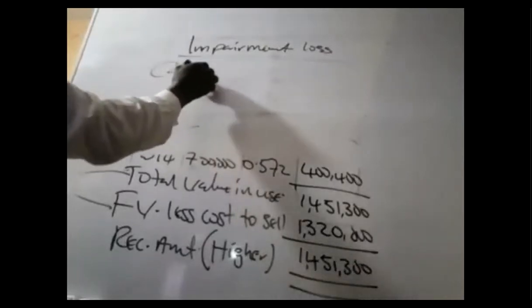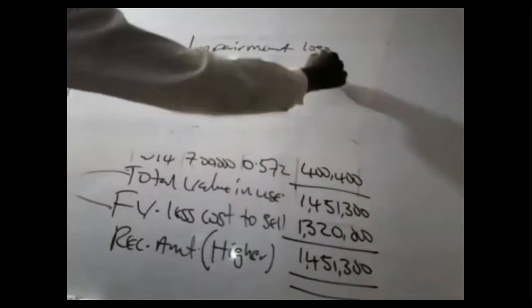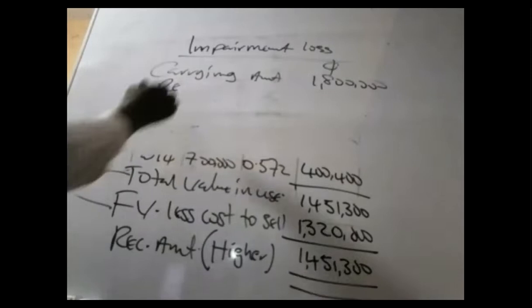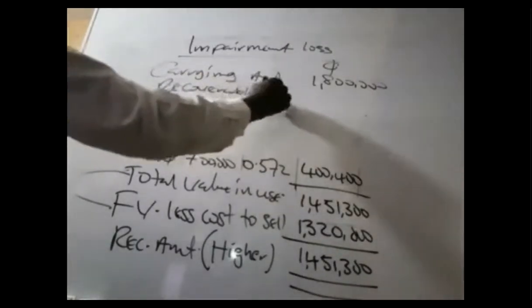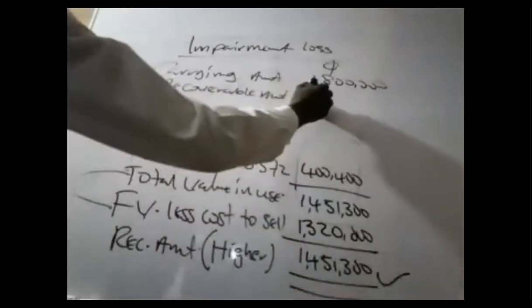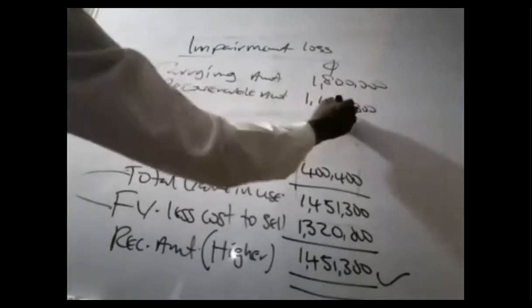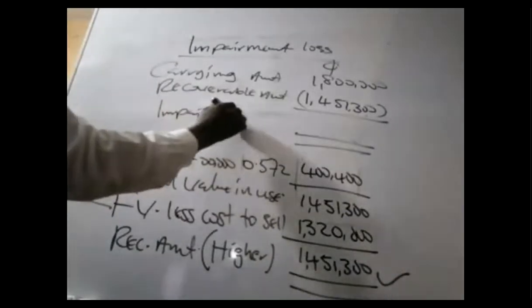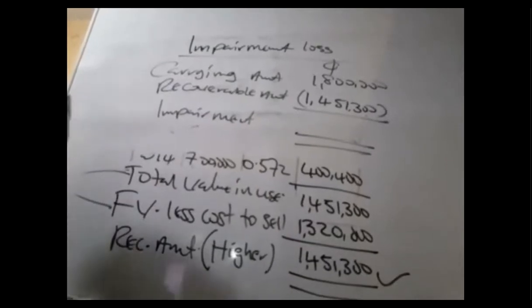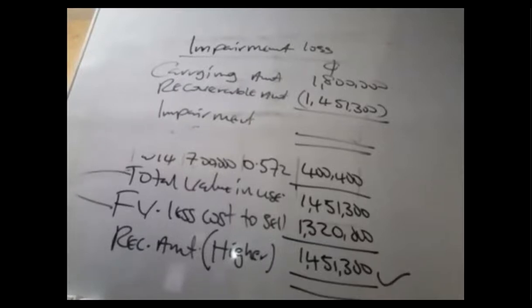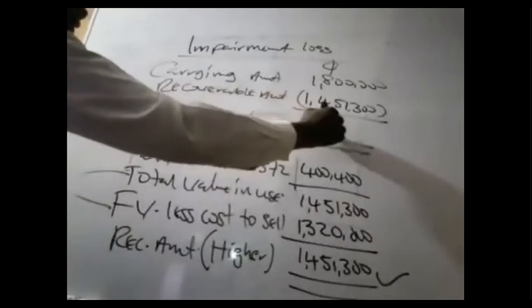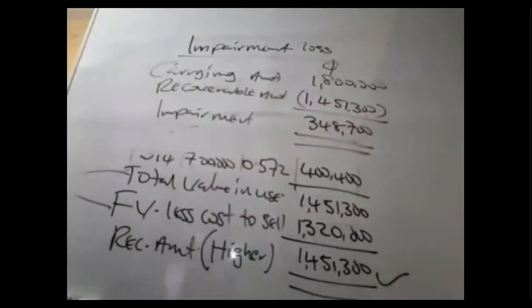To start, the carrying amount of the asset. We were told that it's 1.8 million. Okay. Then what is the recoverable amount of the asset? We've calculated that one also to be 1,451,300. So therefore, the impairment will be, what is the impairment here? $348,700. What is the accounting treatment of this impairment?